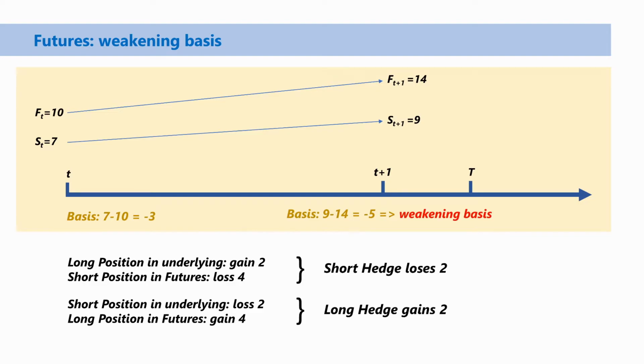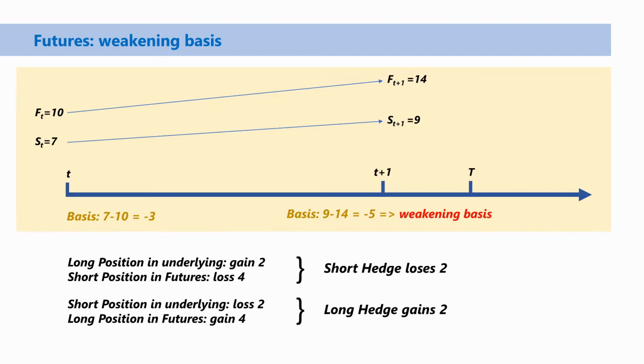His short position loses 2. Well, the short position, the trader short in the underlying, means he would be happy if the prices go down because he has to buy these things. But the prices go up. So therefore he loses 2 compared to the price in T, but his futures position wins 4, so his overall gain is 2. Let's look at how the basis has changed.